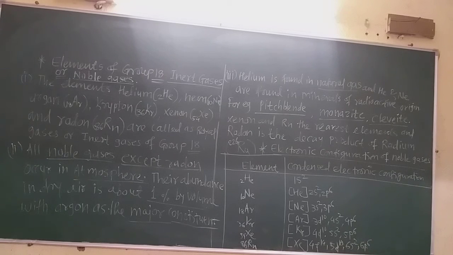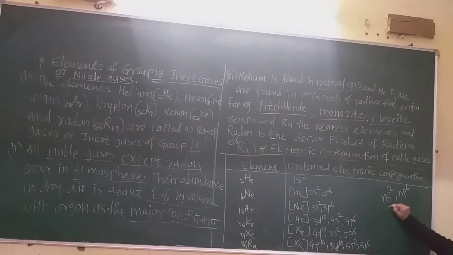And the electronic configurations of these elements are as shown on the blackboard. Now see, for helium we use square brackets for showing the condensed electronic configuration, but the configuration of helium is 1s2, and the configuration of neon, having atomic number 10, is [He], that is 2 electrons, and then 2s2 2p6. So the general outermost electronic configuration of this family is ns2 np6, ns2 np6.